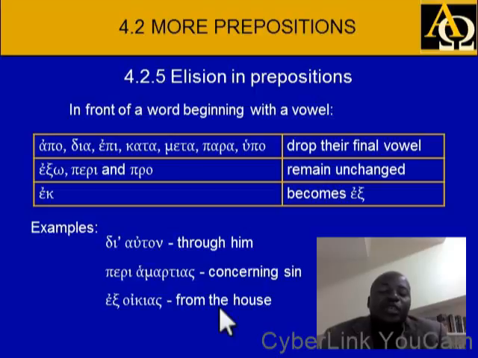We also have elision when it comes to prepositions, as we have talked about: in front of a word beginning with a vowel, the final vowel drops. So apo will drop, the omicron will drop. For ex, peri, and pro, they remain unchanged. And then ek becomes ex. So di' autou, through him. Peri hamartias, concerning sin. Ex oikias, from the house.